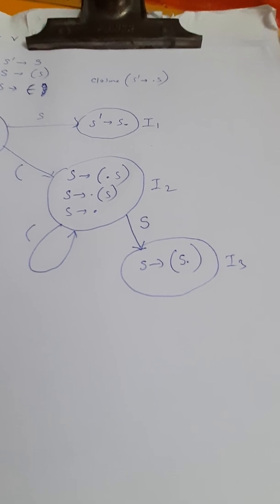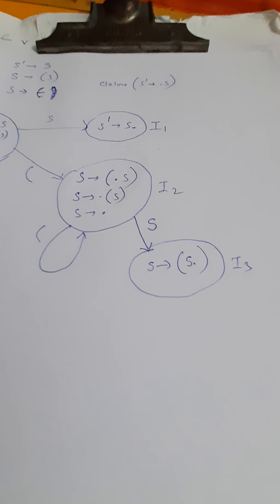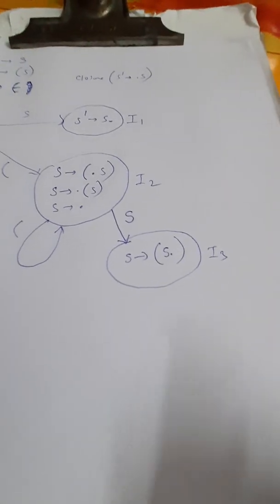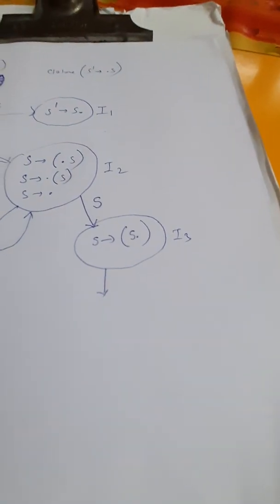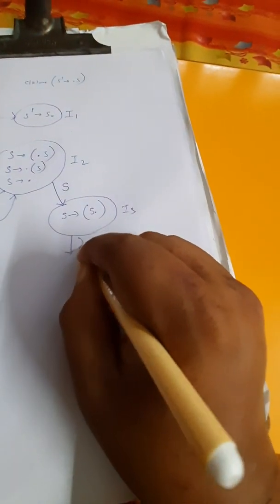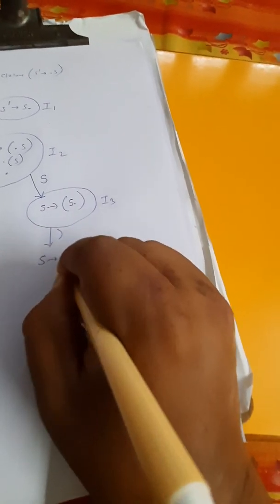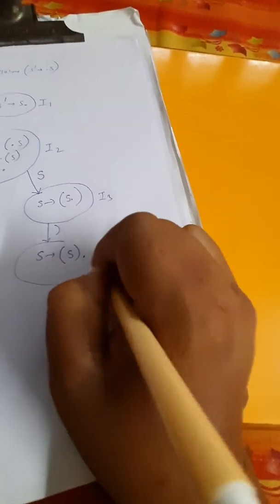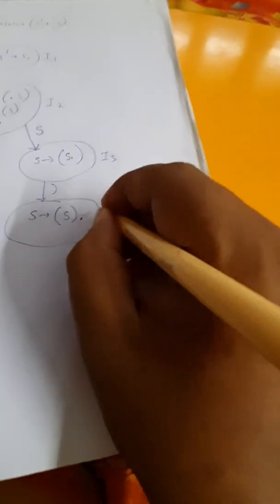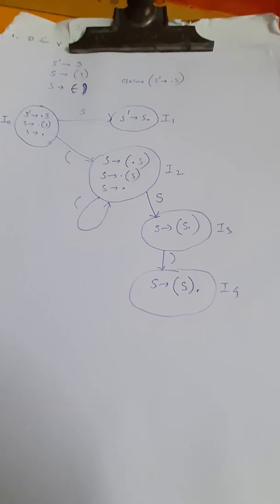Now we are going to set I3. Now in I3, what's there? Here we are doing goto by closing brace. So what's there? One position shift means here after dot there is nothing, so no more goto could be possible. So it's the final result of the transition.